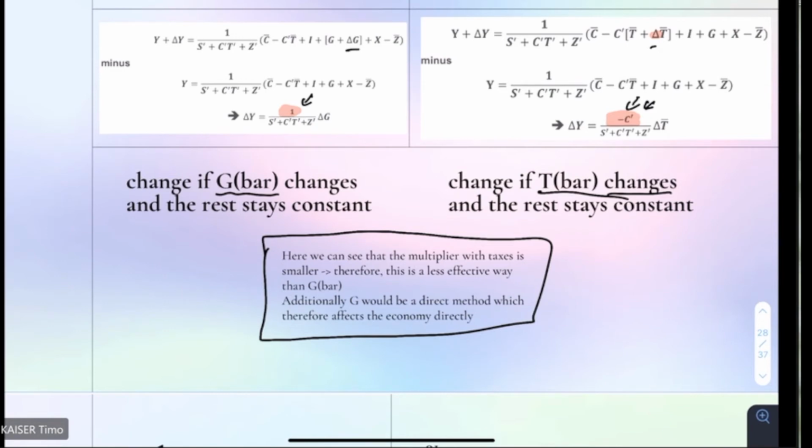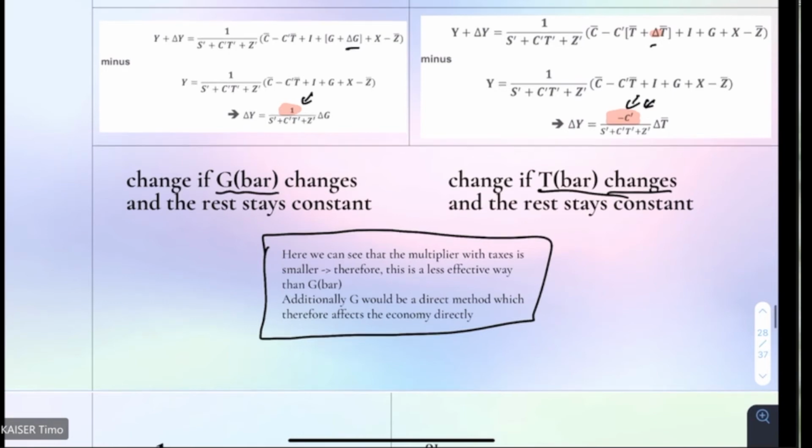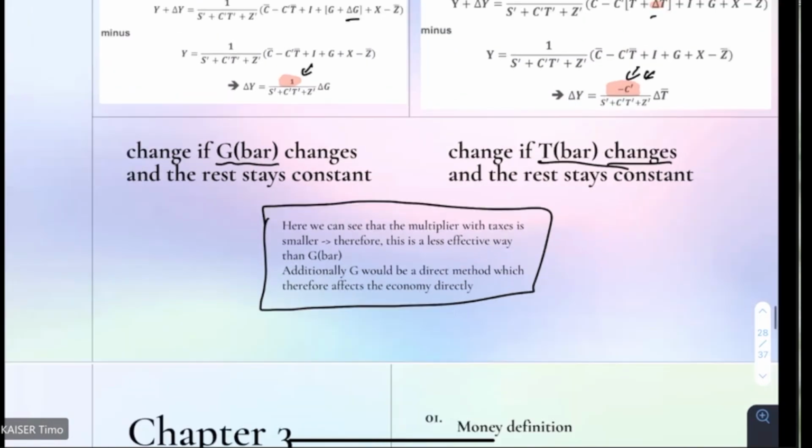And another reason why tax is less efficient is because when you change tax, it's always an indirect effect on GDP. However, when you have government expenditures, you really pump money directly into the economy. Therefore, government is always more effective in what you would like to do. Okay, these are these two main things compared. I hope this is clear.